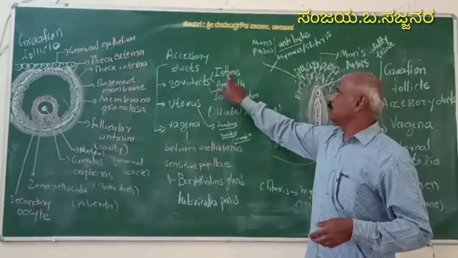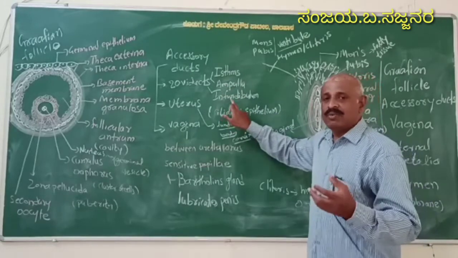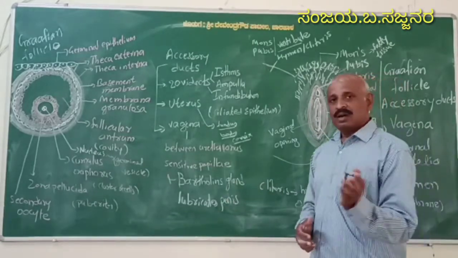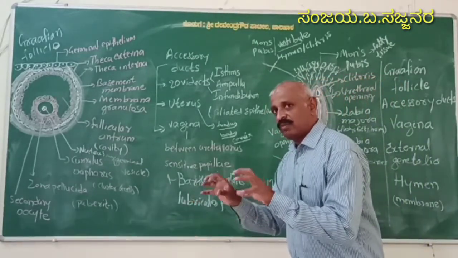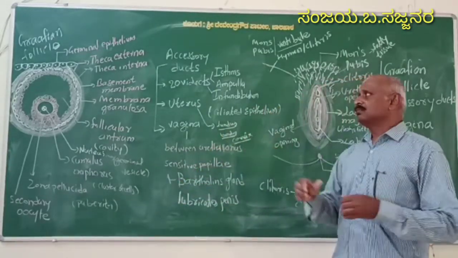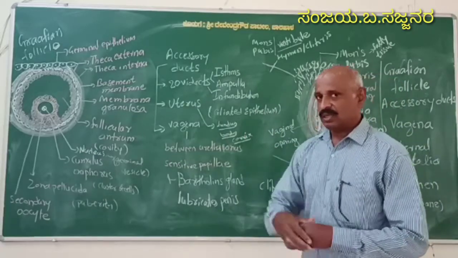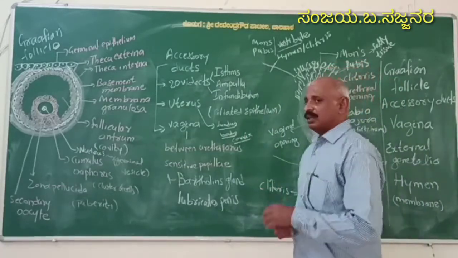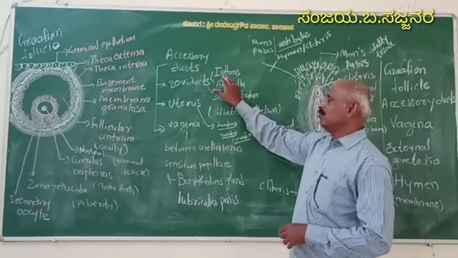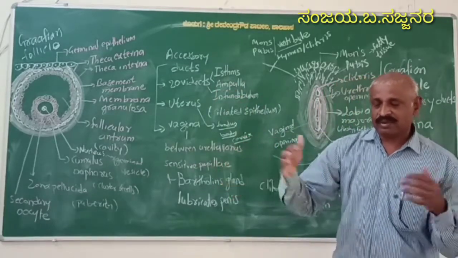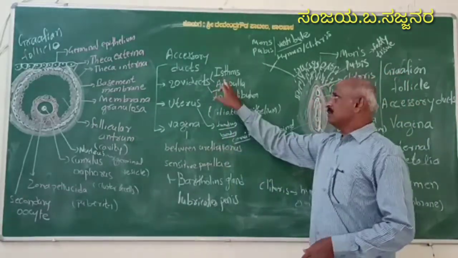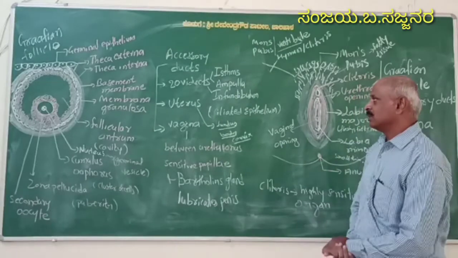Each is divided into the isthmus, ampulla and the infundibulum. The infundibulum is the wider part, ending with finger-like projections, the fimbriae. The ampulla is the narrow one, and it is the usual site of fertilization, at the junction of the isthmus and the ampulla. The isthmus opens into the uterus. So the isthmus, ampulla and infundibulum we have seen in the last class.